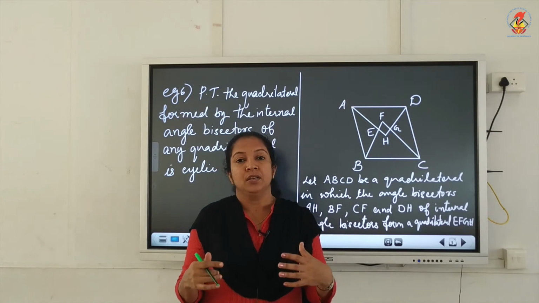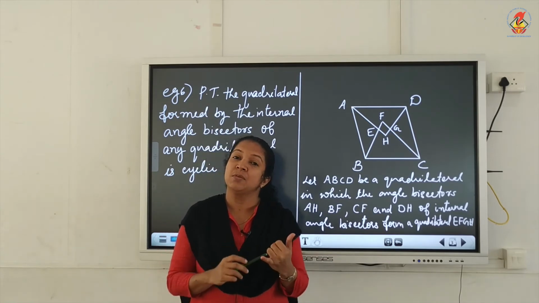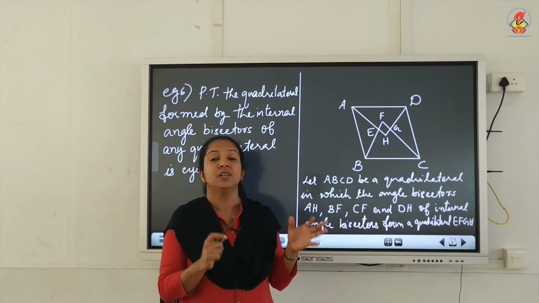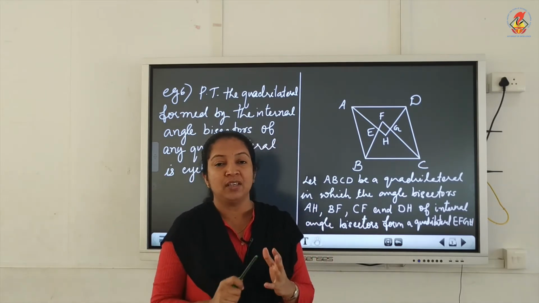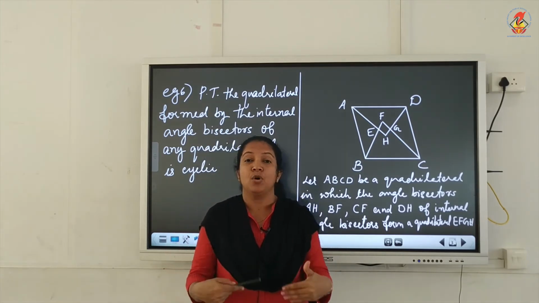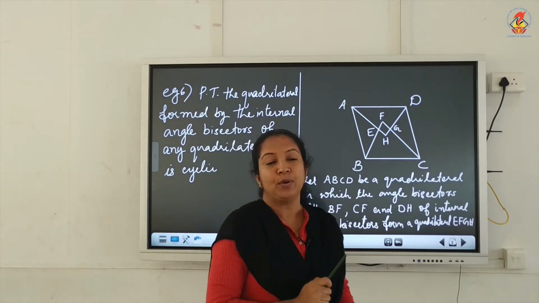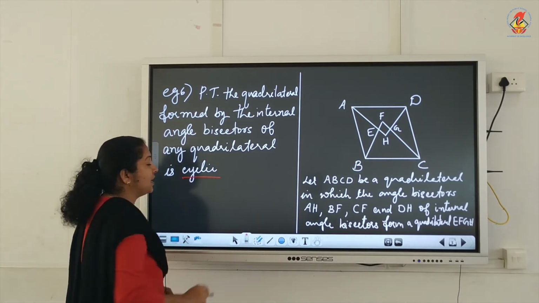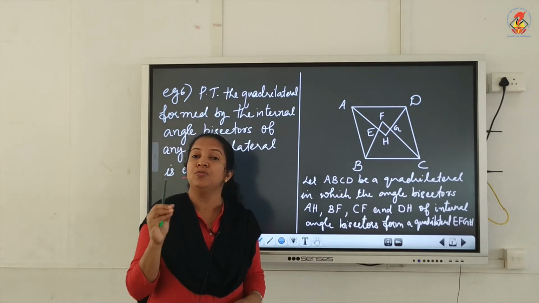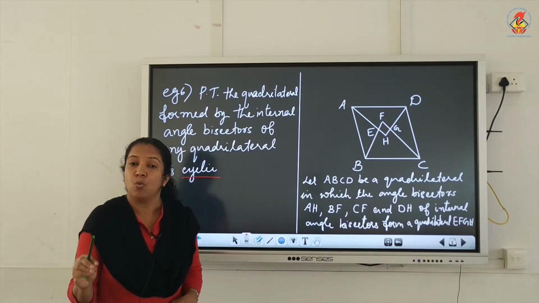So what are the properties which you have learned? If a quadrilateral is cyclic, the sum of either pair of opposite angles is 180 degree. If any one pair has sum 180, we can say it is cyclic. So what we have to prove here? We have to prove that it is cyclic. For proving that, what we have to prove is at least one pair of sum of opposite angles is 180 degree.